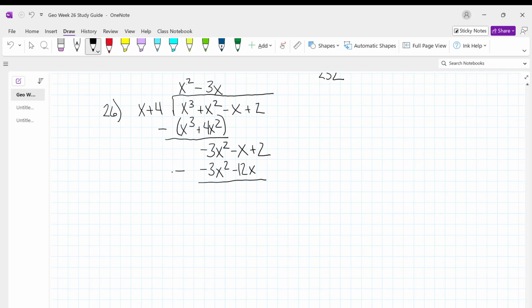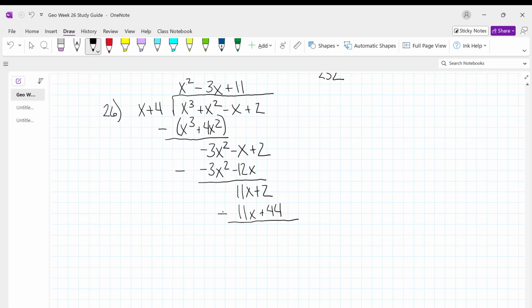Subtract. 3x squareds cancel. Negative x minus negative 12x. All right, that would be the same as addition. So that's negative x plus 12x, which gives us 11x plus 2. And then divide x into 11x. And that goes 11 times. Multiply. 11 times x is 11x. And 11 times 4 is positive 44.